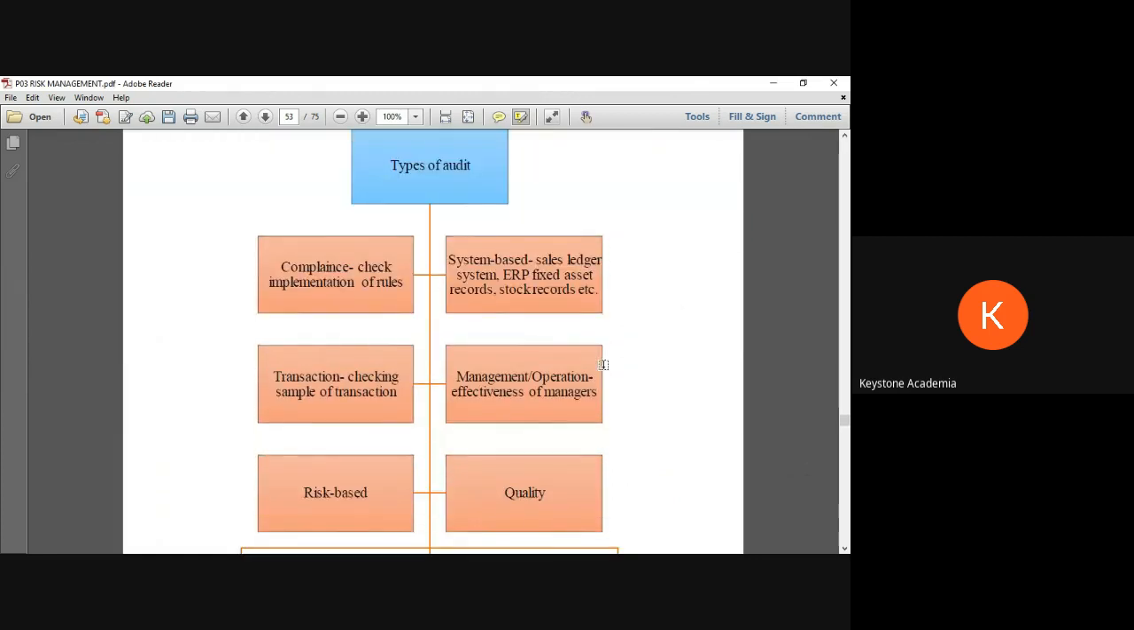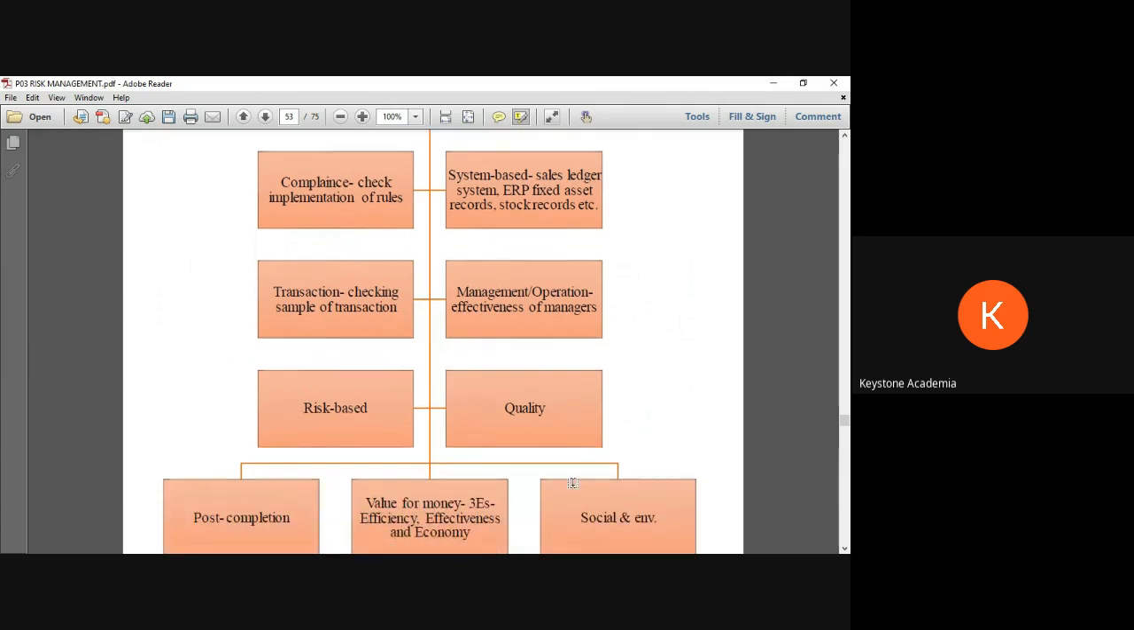Types of audit, some basics we can see. Compliance based audit, transaction checking audit, risk based audit, and system based audit, ERP and everything. The system will be different for every organization. Management based audit is the most difficult, because we have senior managers and we need to audit their effectiveness. So we need somebody senior to them, or at least someone who understands their work in and out, because no two managers are the same. It is very difficult, but this will help the organization to grow. Then quality audit, what kind of quality service we are providing. Especially in service, quality can be difficult, because no two services are the same.